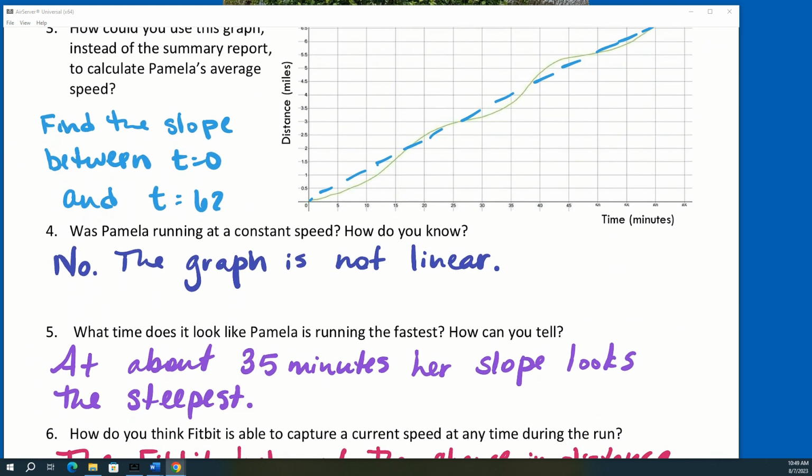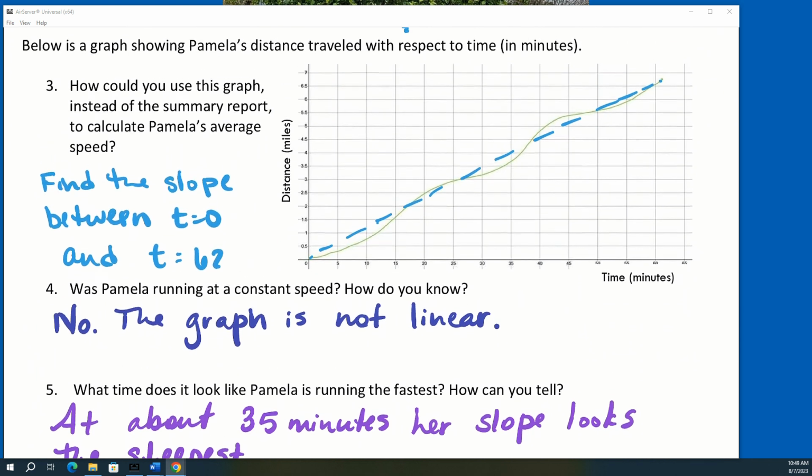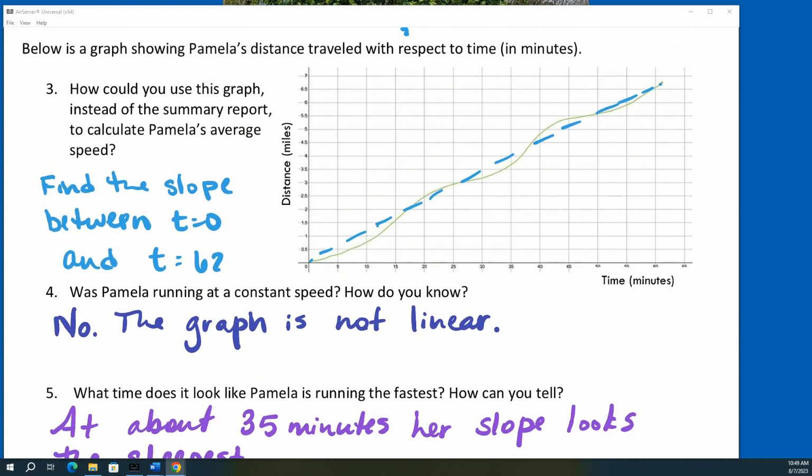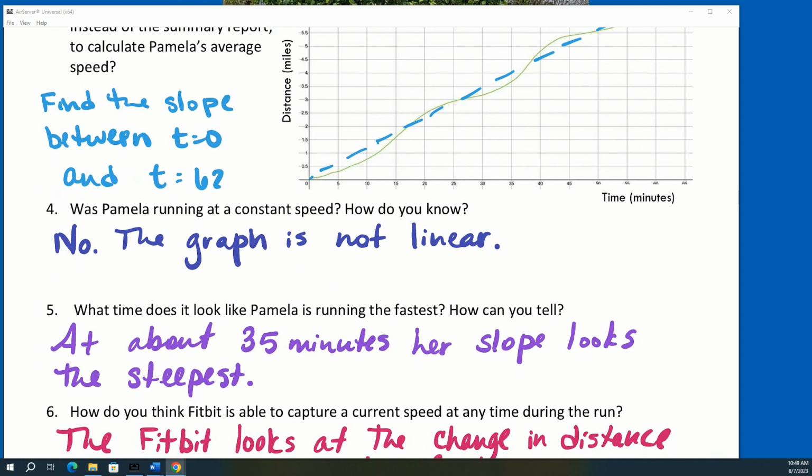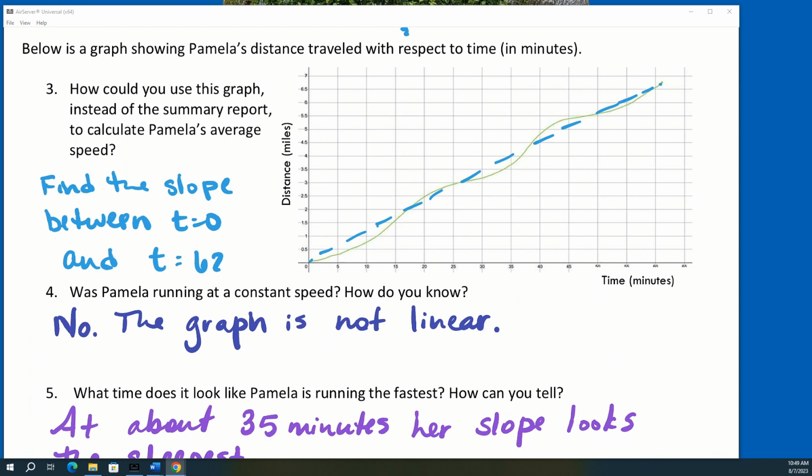All right. And then she obviously was not running at a constant speed because the graph is not linear. And then I thought that she was running the fastest, probably at about 35 minutes. It might be closer to 38. So I would say about right here. Her slope is the steepest. So if you say somewhere between 35 and 38, that's fine. But that's where her distance is changing the fastest over the shortest period of time, which is maybe when she's running the fastest.